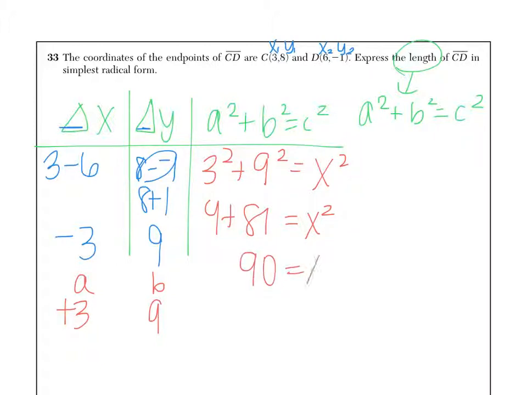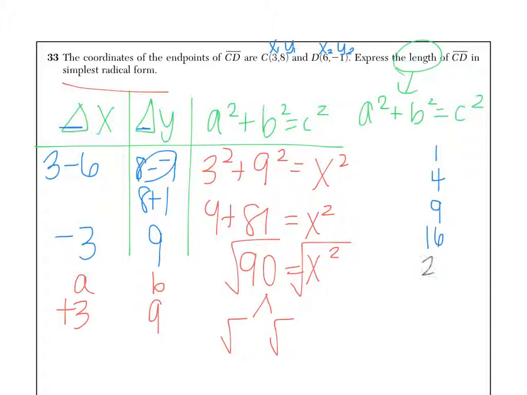90 equals x squared. But we know that when we find x by taking the square root, 90 is not a nice perfect square, which is why they tell you to write your answer in simplest radical form, meaning break it down. So I'm going to list my perfect squares off to the side because I need to find a perfect square that goes into 90. So we have 1 times 1 is 1, 2 times 2, 4, 3 times 3 is 9, 4 times 4 is 16, so on and so forth. So you're just going to keep multiplying numbers by themselves. 36, 49, 64, 81, and 100.